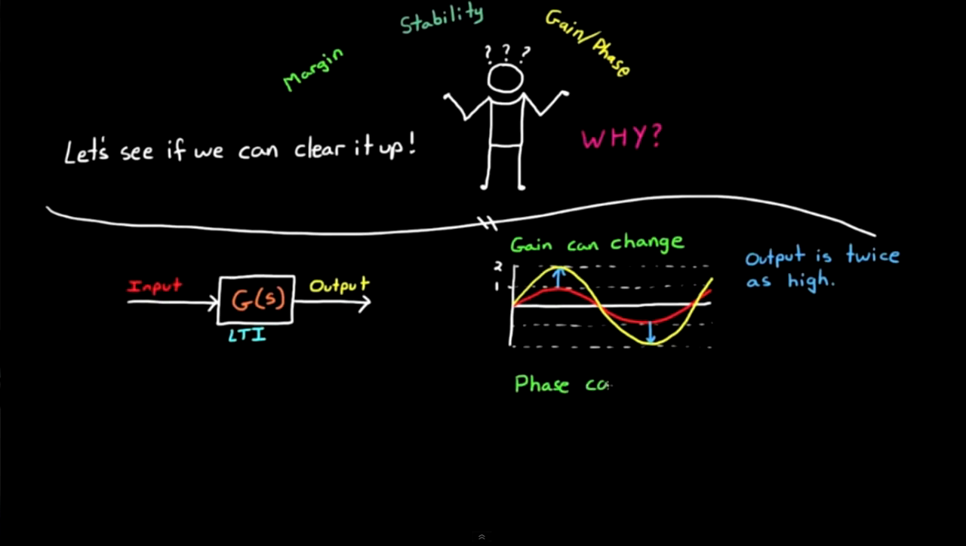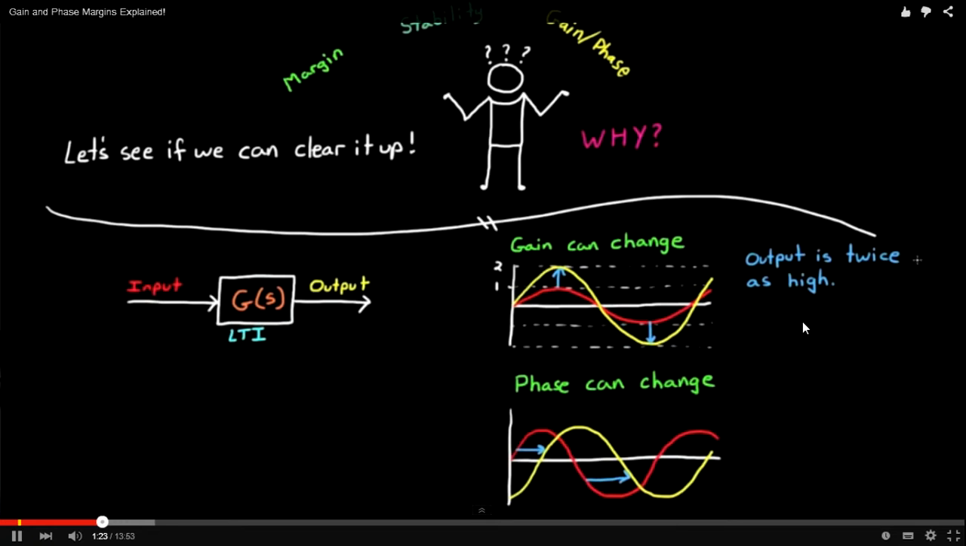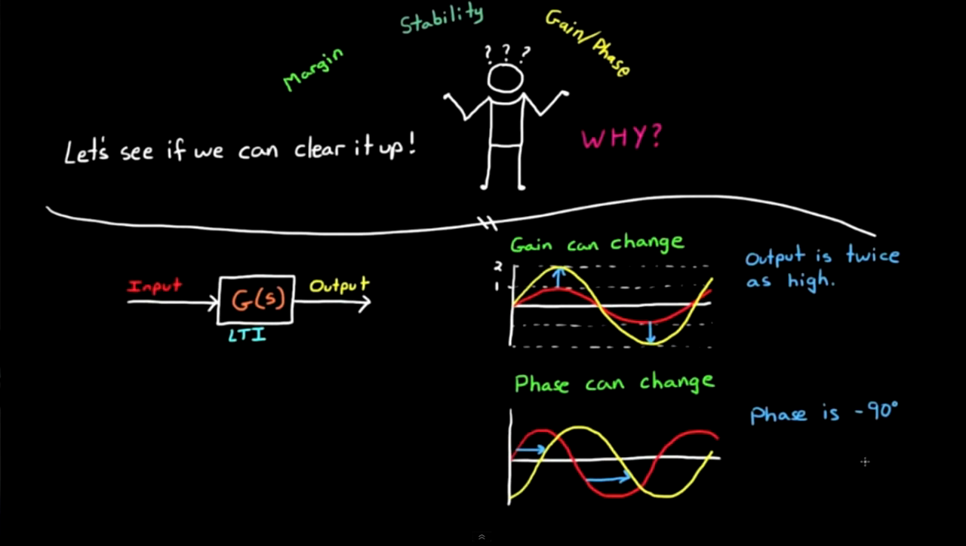And similarly, phase is the shift of the signal measured in angle, or just fractions of a wavelength. So in this case, this signal is shifted a quarter of a wavelength, which is minus pi over 2 radians, or minus 90 degrees. So this is the phase shift. The sign convention is such that a delay in the signal is a negative phase shift.